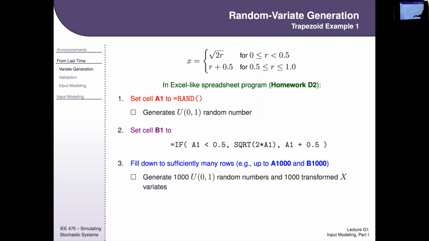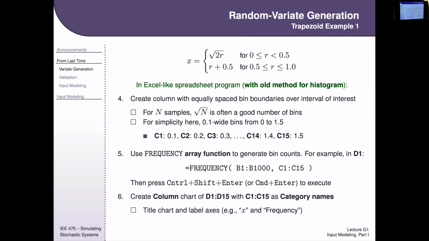And then I can fill those down to give me my two different columns: my A column, which is just my random numbers, and my B column, which is my random variate. Generate 1,000 of those. And after I do that, I can then see what I get out with a histogram.